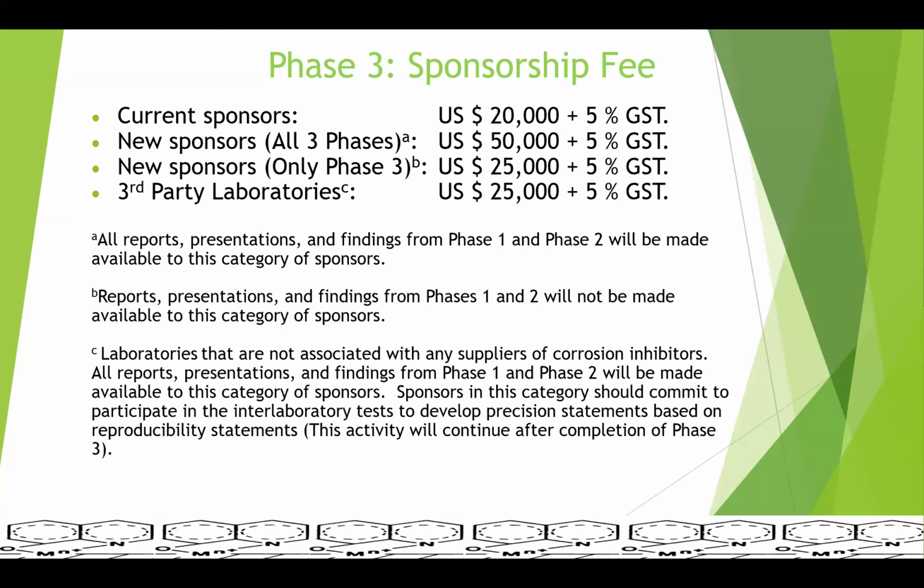So instead of sponsorship, the current sponsors of phase 1 and 2, most of them have joined in phase 3. They pay $20,000. New sponsors, if you are going to join for all 3 phases, it will be $50,000. If you want to join only for phase 3, it will be $25,000. And we also have a special category for third-party laboratories. They pay only $25,000, provided they commit to the development of precision statement after the completion of the JIP. If you look at the math, each sponsor will contribute to less than 5% of the total JIP cost.